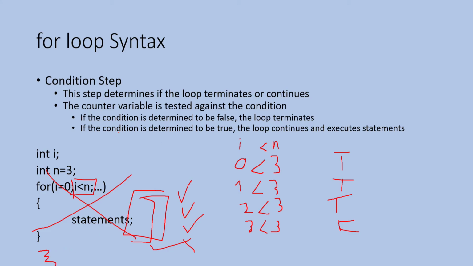So if the condition is determined to be false, the loop terminates. If the condition is determined to be true, the loop continues and executes the statement. That's why it's a loop. It keeps continuing until it's false. That's why this is called a condition. It's conditional on if it's true.